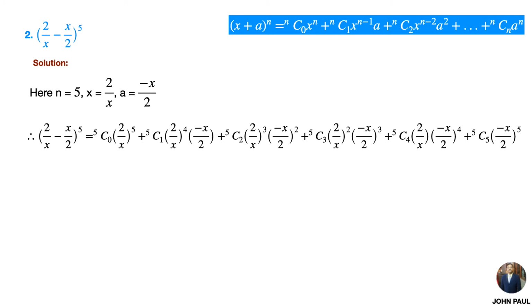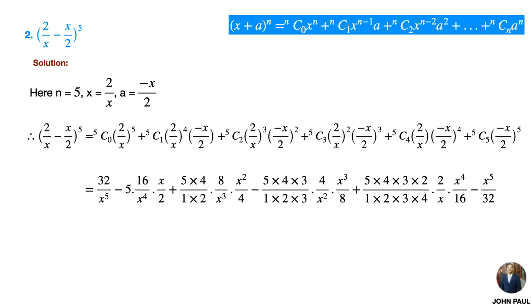We know that 5C0 is 1. So 2^5 can be written as 32/x^5. 5C1 is 5, 2^4 is 16/x^4, minus x by 2, that minus we took outside. Plus 5C2, which we can write as 5 into 4 by 1 into 2, 2^3 is 8/x^3 into (-x/2)^2. Since the power is even, it will change to positive. Therefore we wrote x^2 by 4.